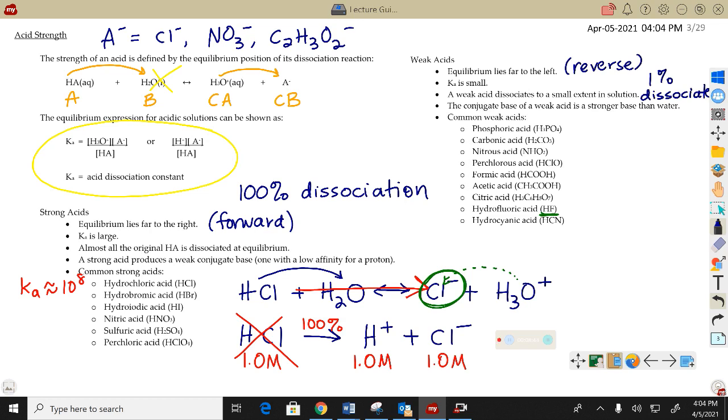If this thing does not go forward and does not dissociate by much, then it's favoring the original acid. It's favoring the reactants. So there's not going to be a lot of product ions. It's mostly the HA, so that's going to give me a small K value. All of these K values here for the weak acids are like 10 to the negative something power. Okay, that kind of makes sense, right?